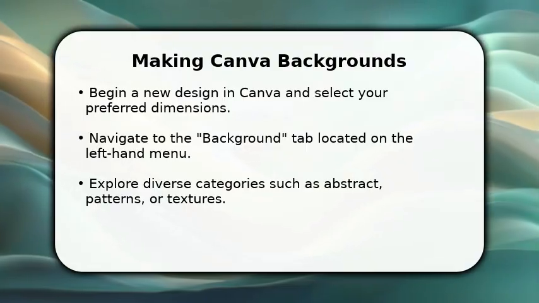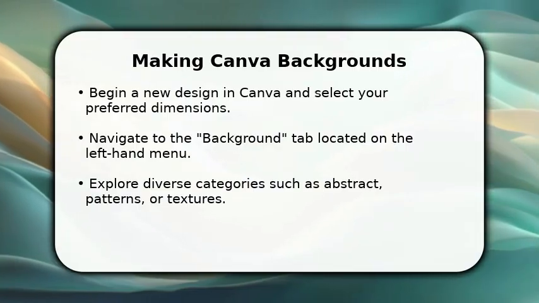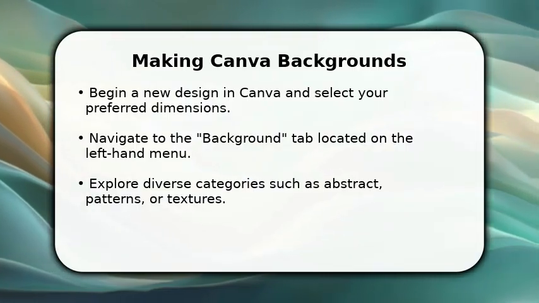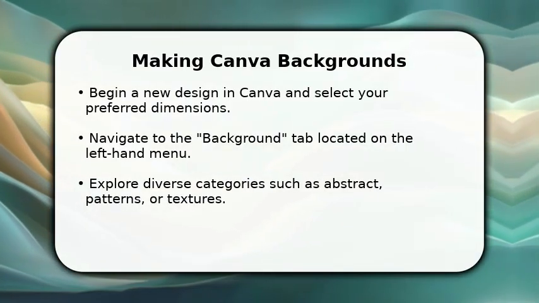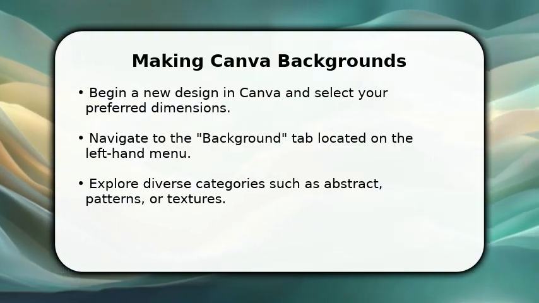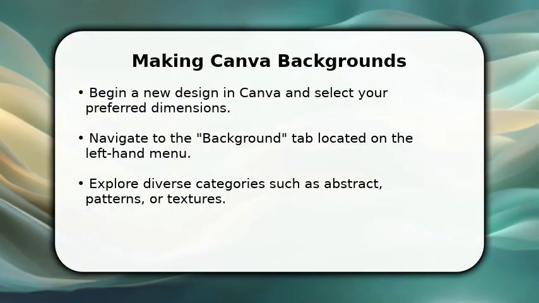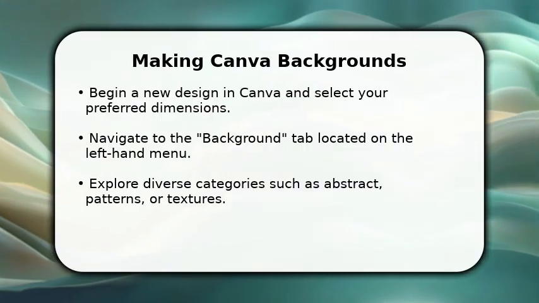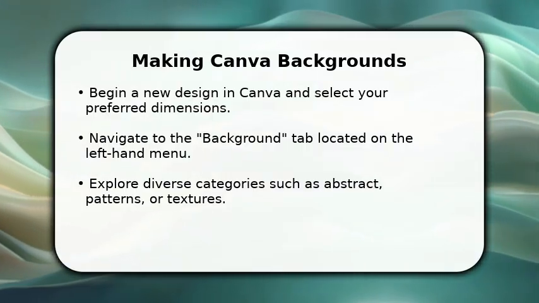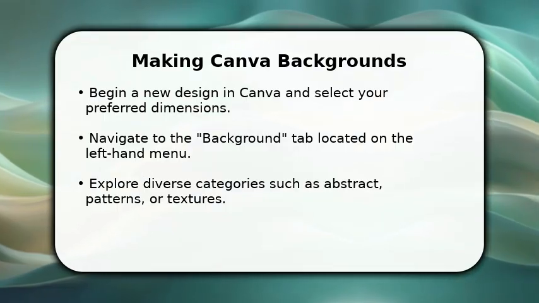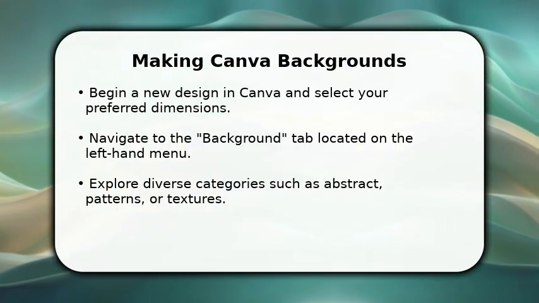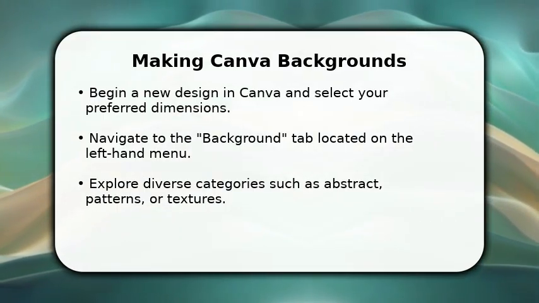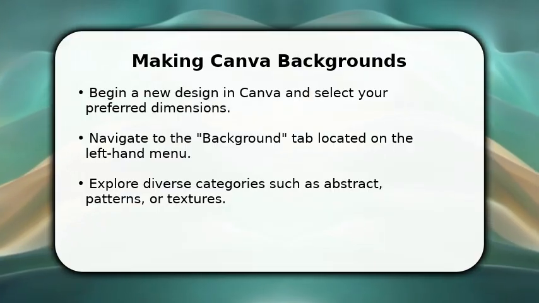In this video, I will show you how to make Canva backgrounds. First, open Canva and start a new design, choosing your canvas size. Then, look to the left-hand menu and click on the Background tab. You will find a wide array of options, from solid colors to intricate patterns and textures. Simply click on any background you like, and it will instantly appear on your design. It's a quick and easy way to set the foundation for your creative projects.